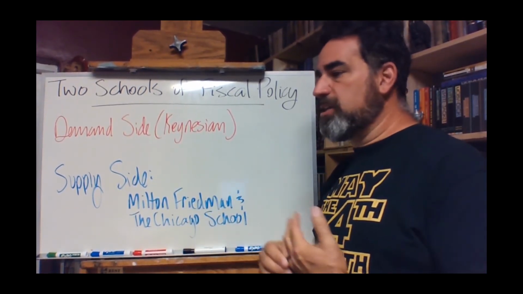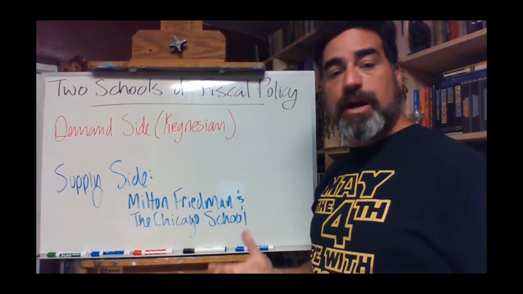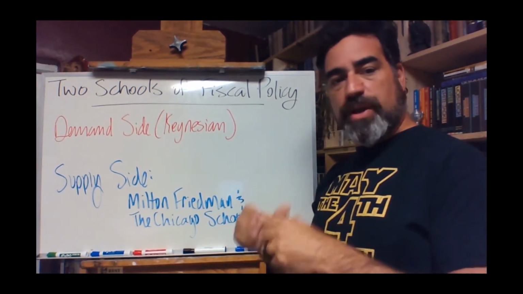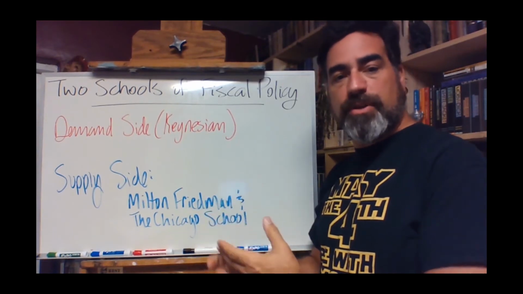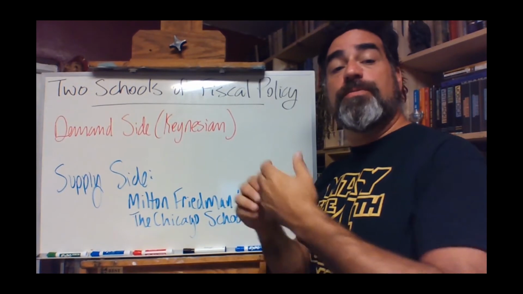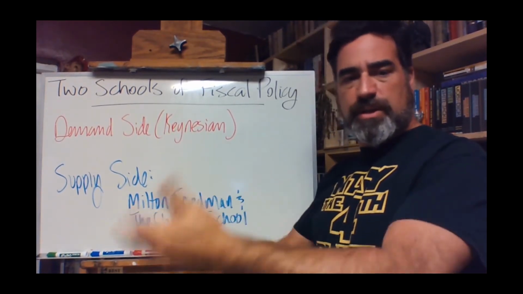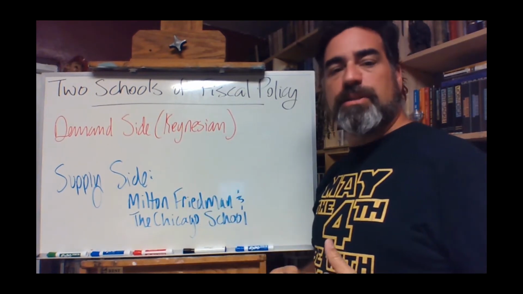One of the things that the demand siders will say is, hey, look, poverty is costly. So why don't we direct some money to dealing with poverty, right? We can do that through things like Medicaid. We can do that through things like food stamps. We can do that through things like small business loans in poor communities, things along those lines. Those are all demand side.